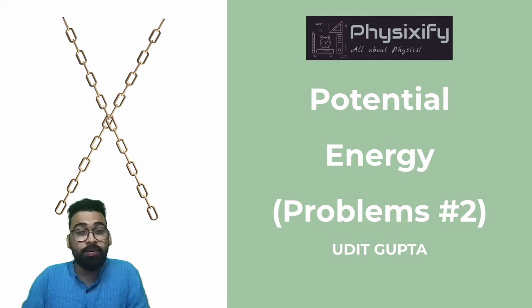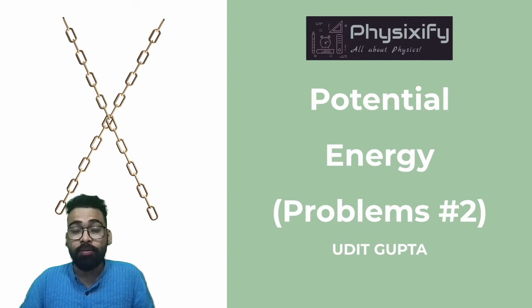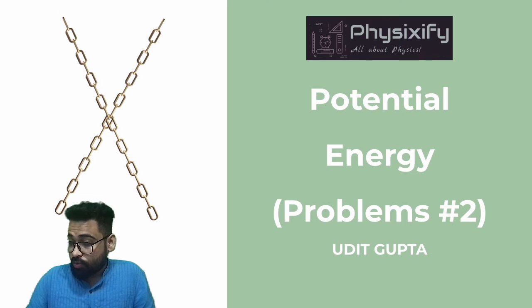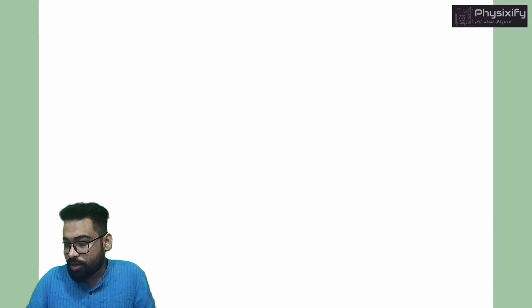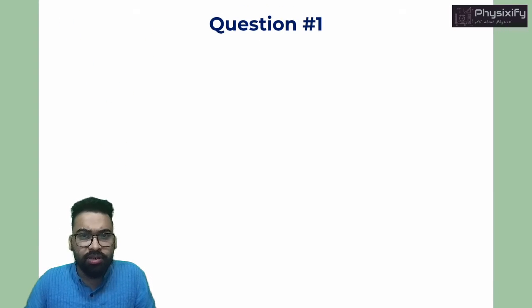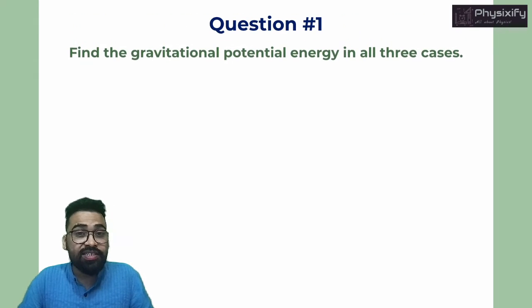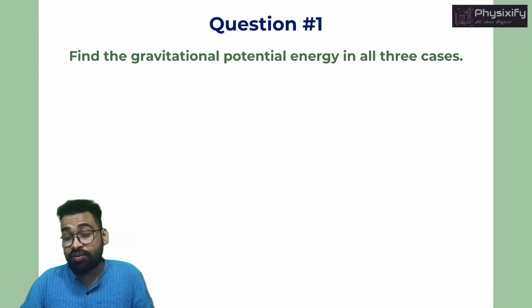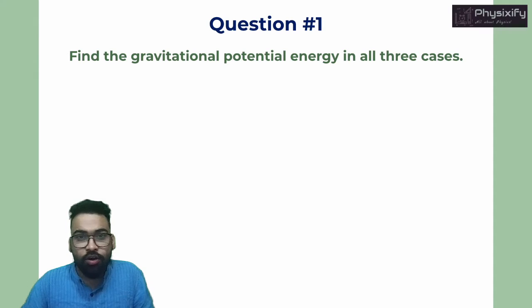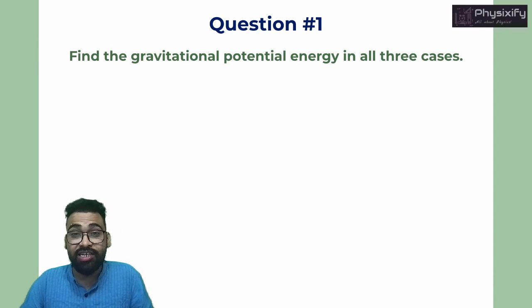We're talking about potential energy once again, and how different types of chain problems can come up. Let's try to talk about some of them. So we have the first problem coming in something like this. You are being asked to find the gravitational potential energy in all three cases. Now which three cases are there?